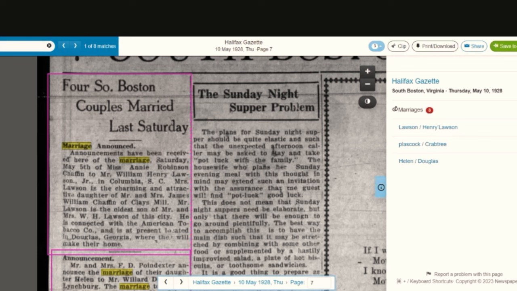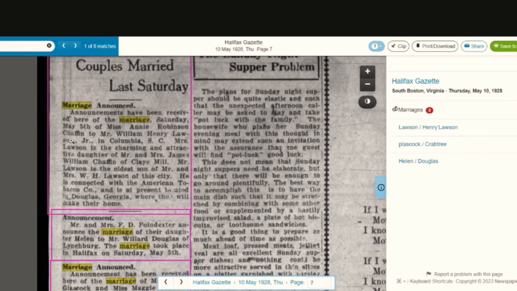And so we don't see it maybe quite as often, although I think we do still see it in the newspapers. But absolutely, back for our ancestors, this was a big deal. So here we have actually four that are going to be listed. And you can see it's highlighted "marriage" because I use that term.